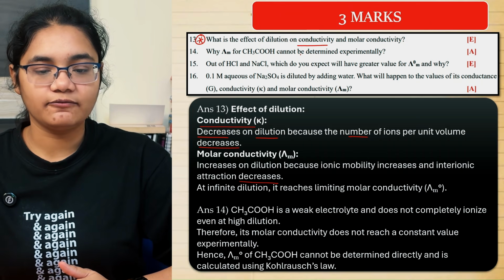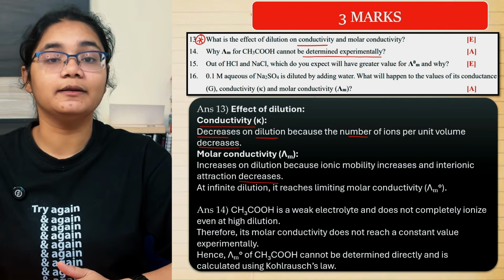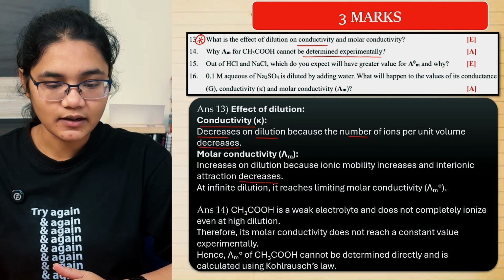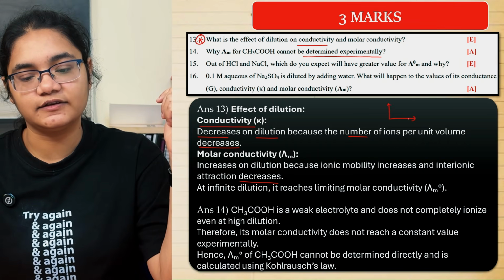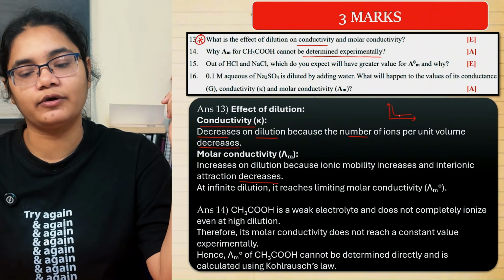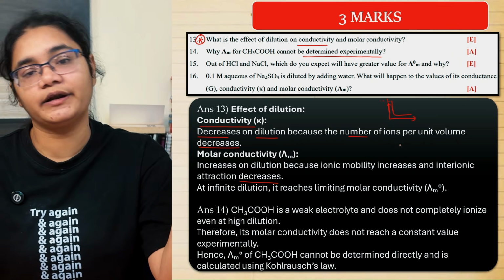Next, why can lambda naught m for CH3COOH, the limiting molar conductivity, not be determined experimentally? So you can see what happens. If you see the graph, it is like this. This is for a strong electrolyte, and for the weak electrolyte, the graph is like this. It never touches the y-axis. So we cannot extrapolate and find the value.